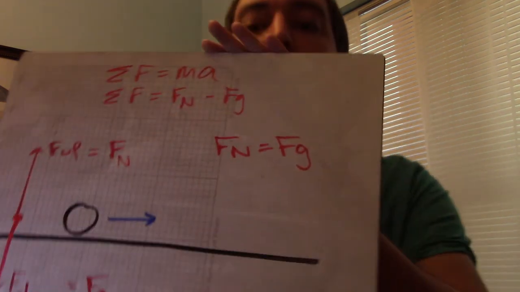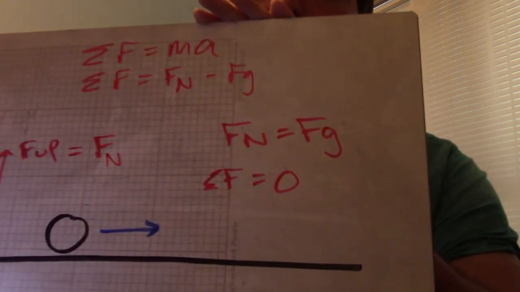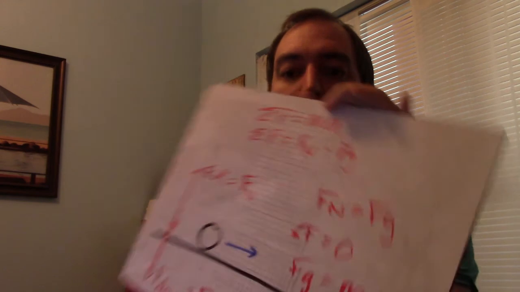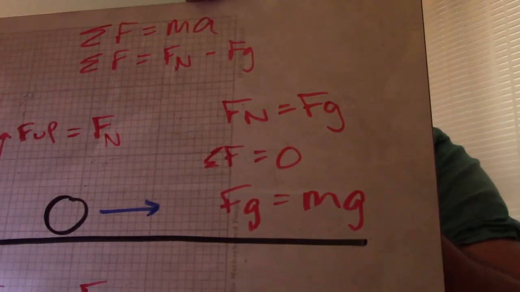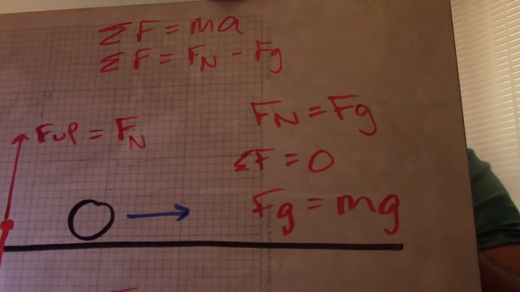Well, do not forget the following thing. In this case, my normal force equals the force of gravity. So they cancel each other out. Don't forget that that means that my F net is 0. F net is 0. And also, do not forget we have this formula for the force of gravity. My force of gravity is mass times g, and g being 9.8.